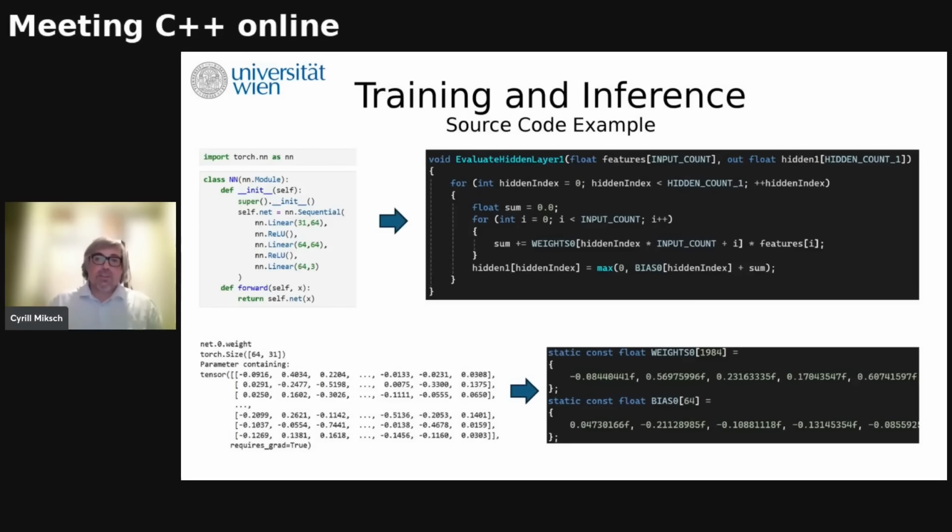Here you can see a short source code example of this kind of translation or transfer between the Python side and the renderer side. On the left side, in the upper left you see the neural network, and it becomes that, for example, the ReLU activation function is basically just the max function. And on the lower part, you see the tensor weights in Python, in the Jupyter Lab notebook, which runs Python, and on the right side the C-style arrays.